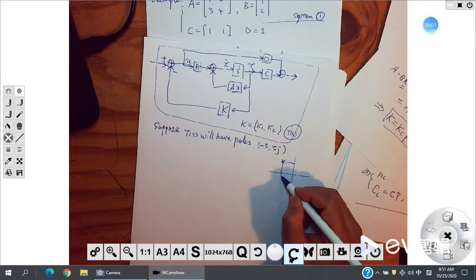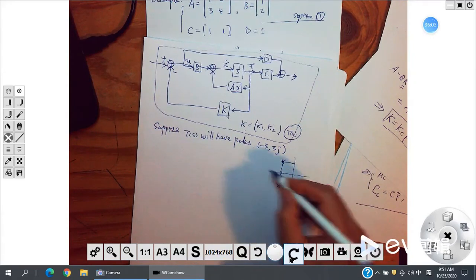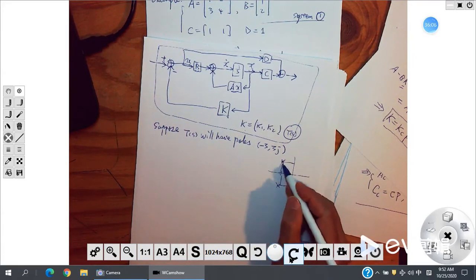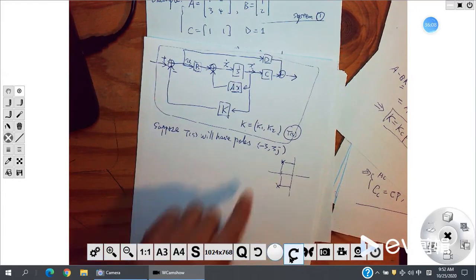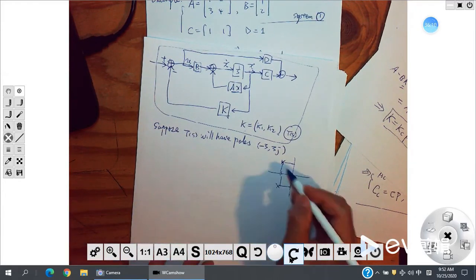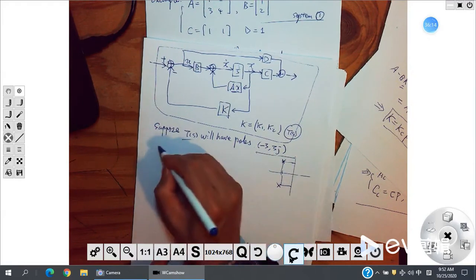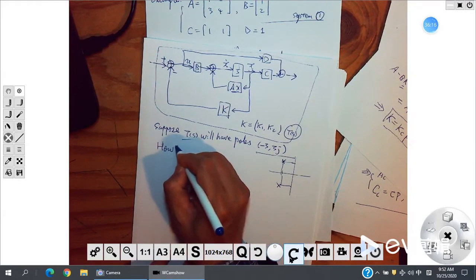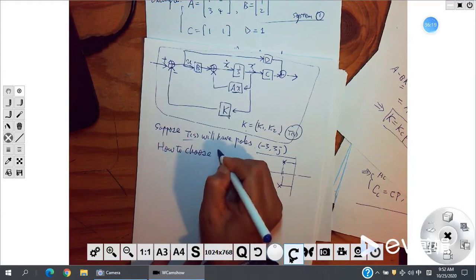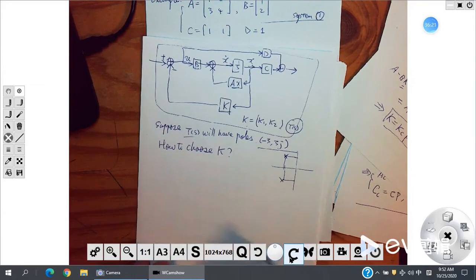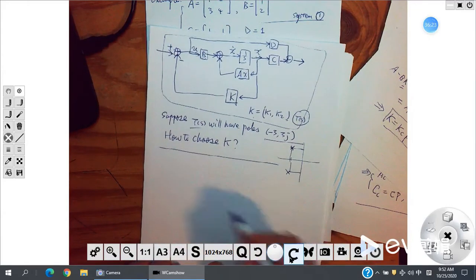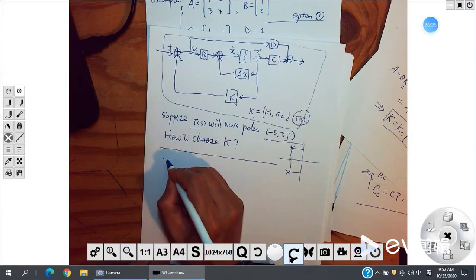Actually, if you want, you can also have another pole here, right? You can consider it should be symmetrical, but having that one will be enough. But suppose T of S will have this one. Now, how to choose K? Okay, the problem is here. How to choose K?